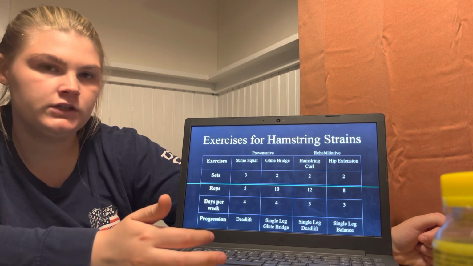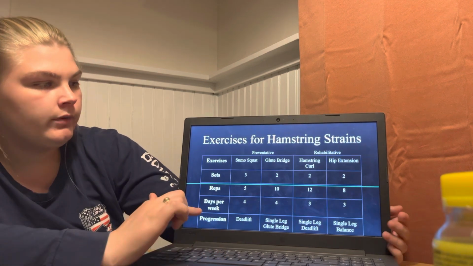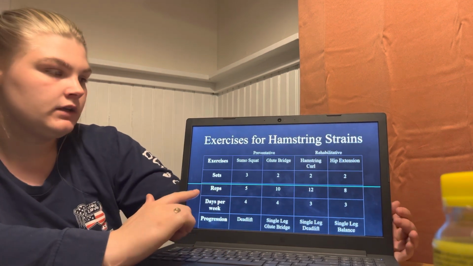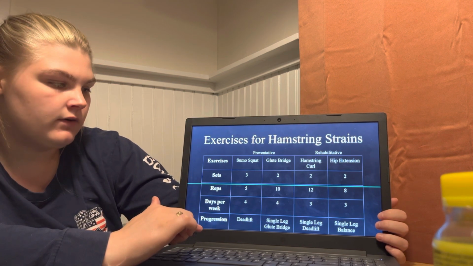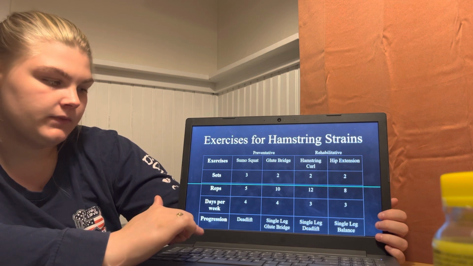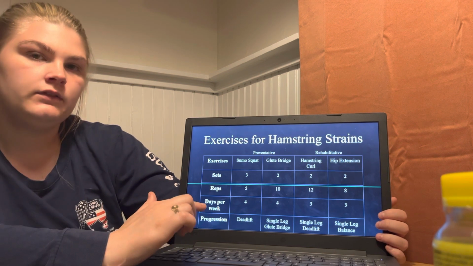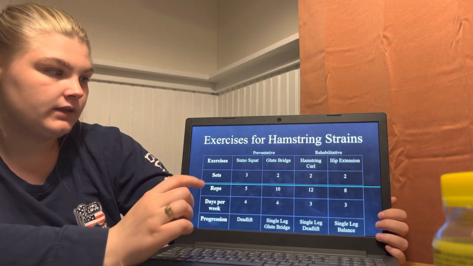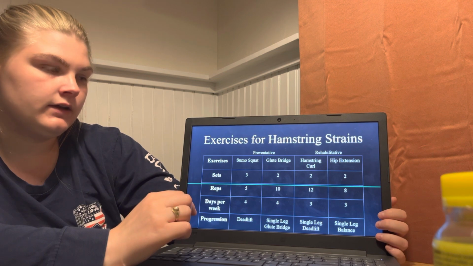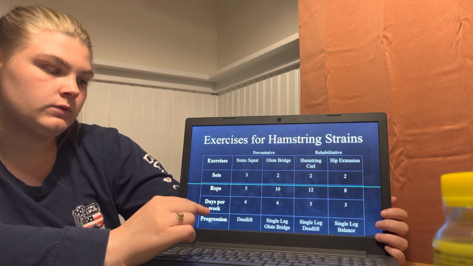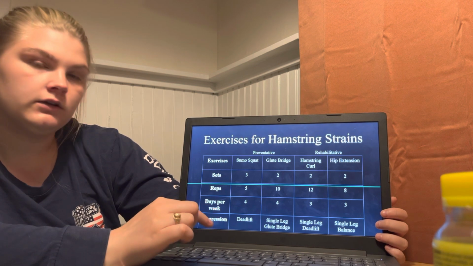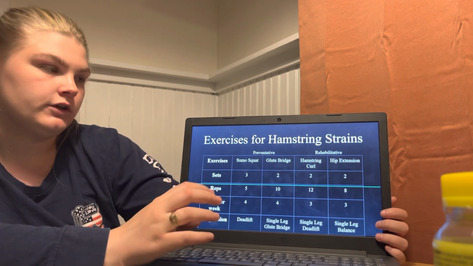So I have 4 exercises again. 2 preventative and 2 rehabilitative. The preventative exercises that I have are sumo squats. I have 3 sets of 5, 4 days per week, and a deadlift would be the progression. The next preventative is a glute bridge, 2 sets of 10, 4 times a week, and a single leg glute bridge would be the progression.